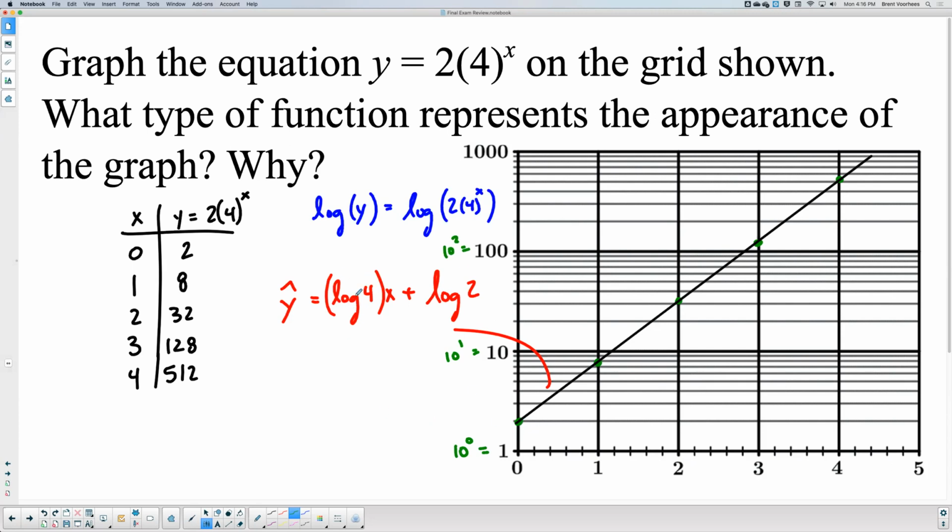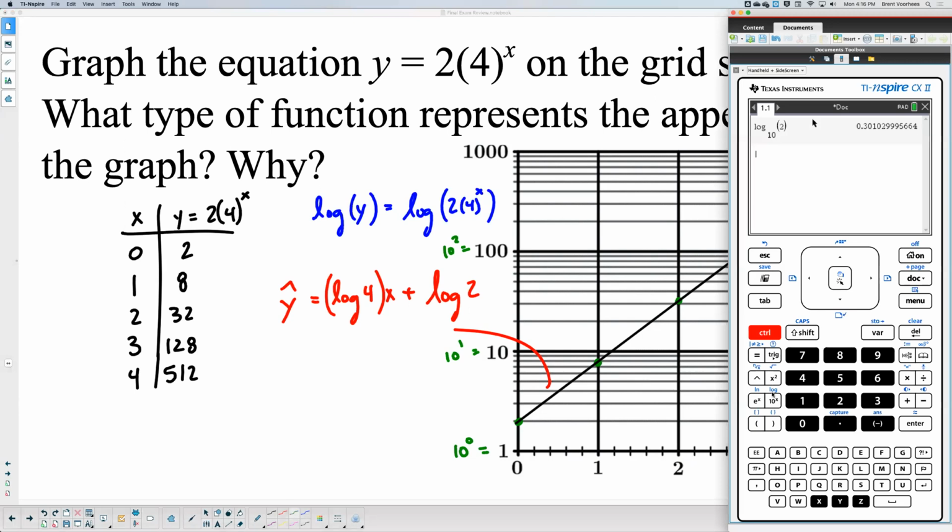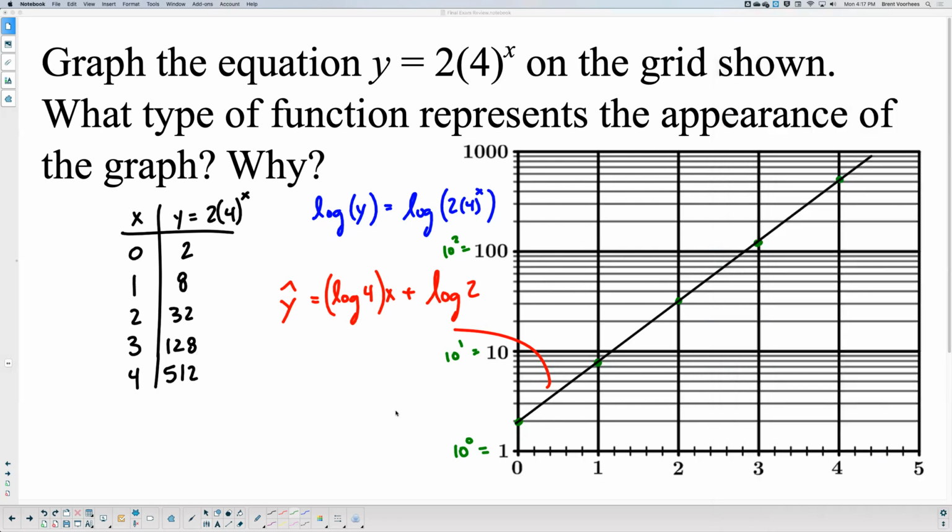This would tell you your slope, like what's the rise over run? Well, if you consider this 0 and this 1, you'd say it looks like it might be going up about half for every x unit it goes to the right. Well, let's take a log of 4 and see what we get. If I did a log of 4, here would be your slope. It's actually 0.6, so it goes up 0.6 for every 1 unit over. And so that's my equation there.